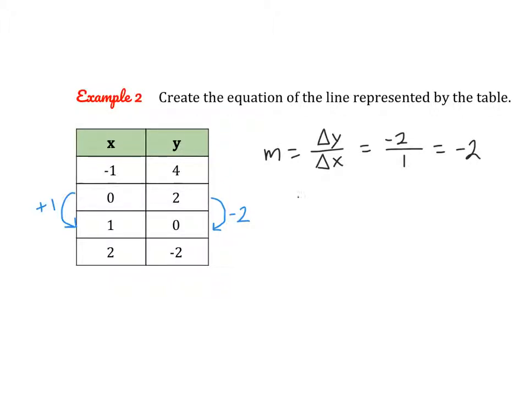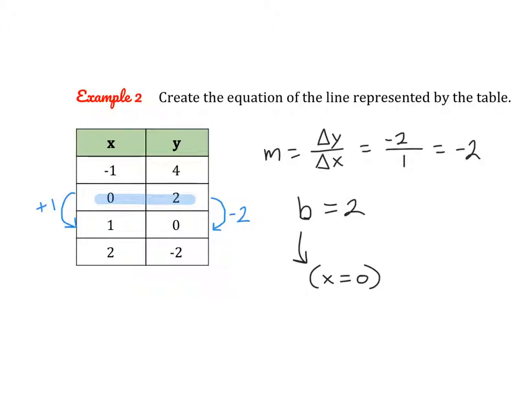Now we need to find the y-intercept. So I want to remind you that the y-intercept occurs when x is equal to 0. That's how we actually find our y-intercept. We set x equal to 0. So I'm looking at our table and I'm wondering, when is x equal to 0? So here it is. This is when x is 0. This is our y-intercept. So my b value is going to be 2.